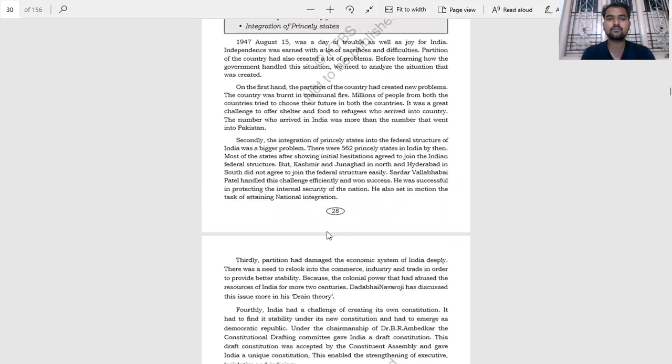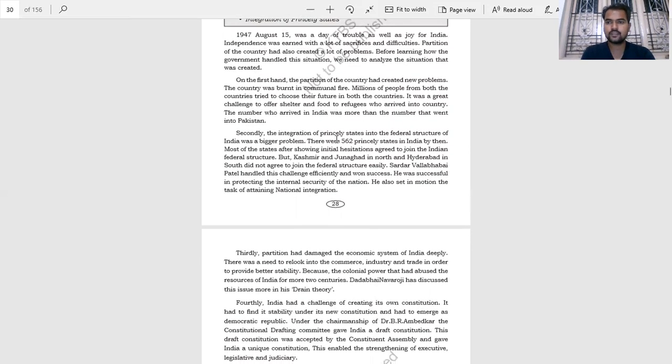Then the second issue, the major issue which India faced: the unification, or integration, of the princely states. In India we had 562 princely states, and unifying these 562 princely states in India was not an easy task. It was a very challenging task. And the hero, Sardar Vallabhbhai Patel, who is also known as the Iron Man of India, succeeded in his task. That's the reason we call Patel the Iron Man of India. He succeeded in unifying the 562 states under India.